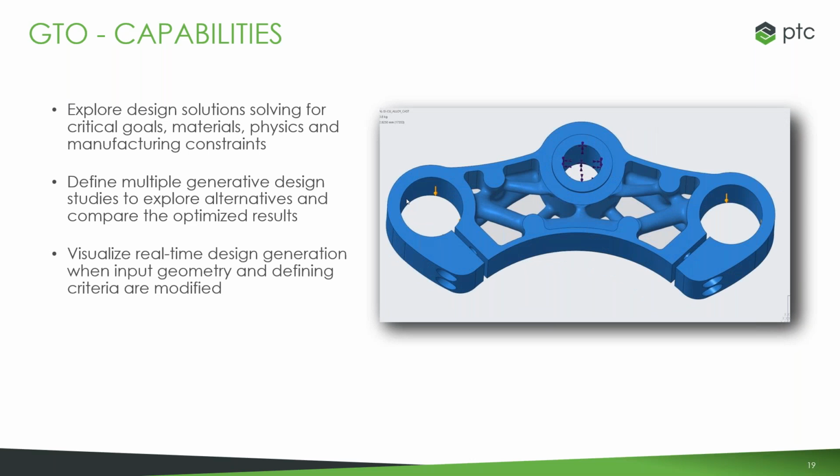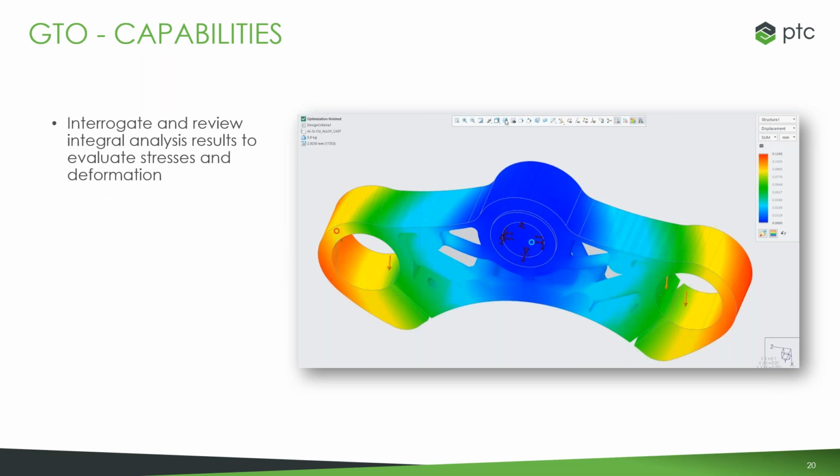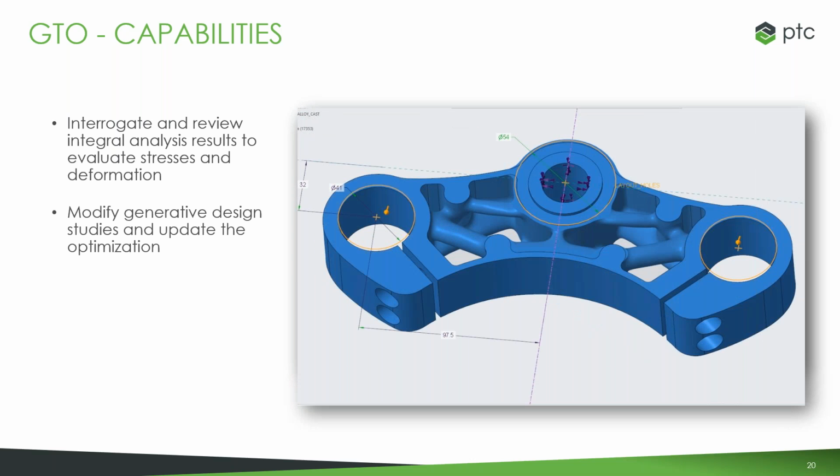Around that, you're able to visualize all that generation in real time. Even as we go back and modify the input geometry or the design criteria we want to work towards, we just click to run and we can see in real time what it's creating for us. That process allows us to interrogate and review the analysis results. We can check out what our stress values are going to be and what the deformation is, and as soon as you start to get those results, go back and change things: change the design constraints, any of the geometry, try out different materials, and see what that does to the model and what kind of geometry you're getting back.